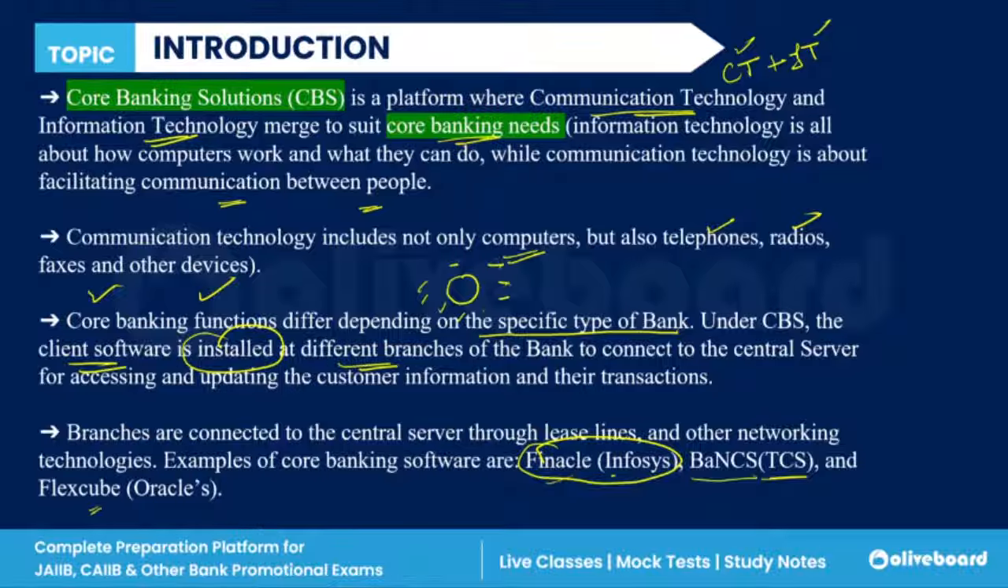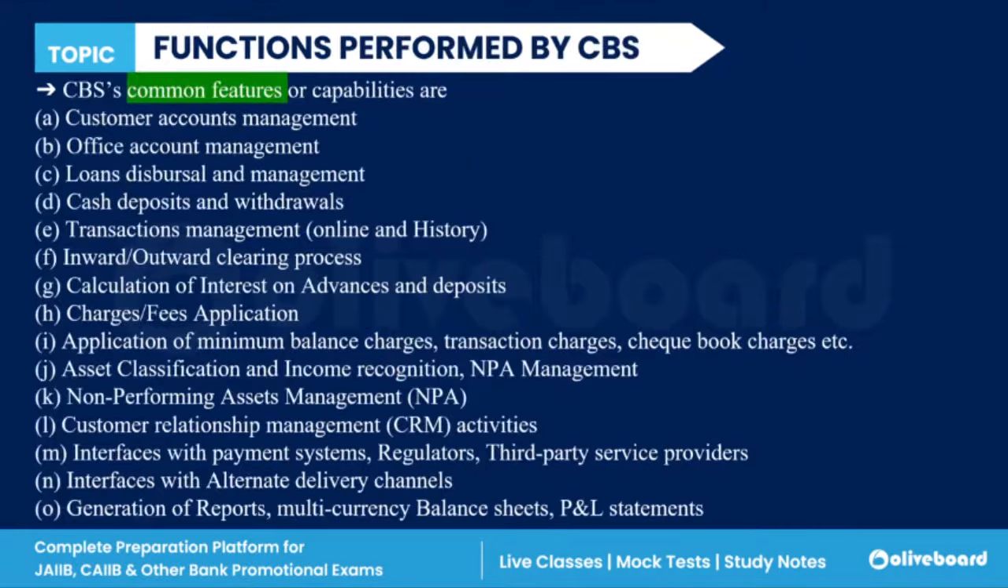Core banking functions always depend upon the specific type of bank. It has client software installed at different branches, which is connected to a main central server. Whenever a customer wants to update information, or there are any changes in the customer's bank account, that update is done directly on the central server and reaches each and every branch.